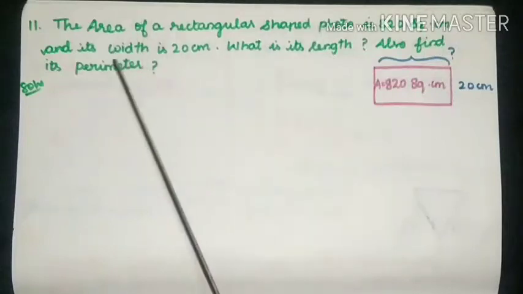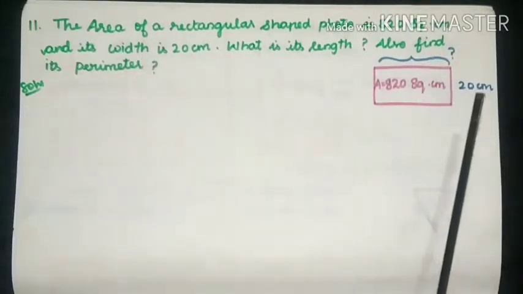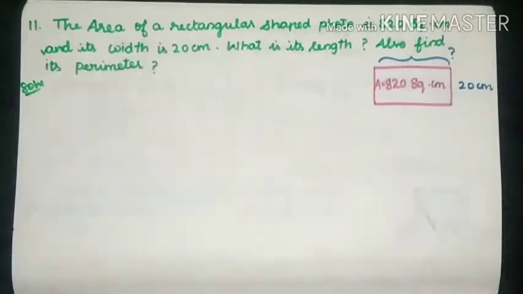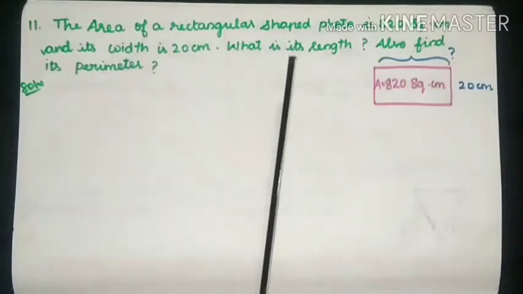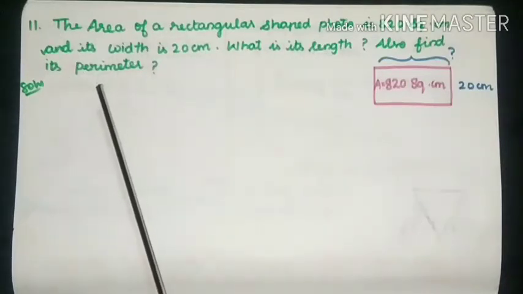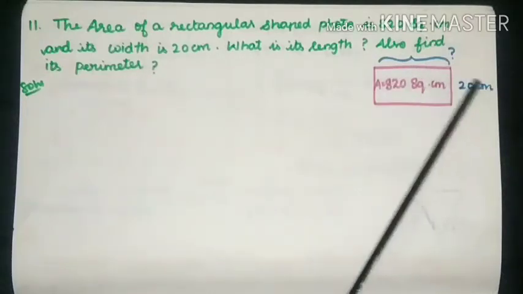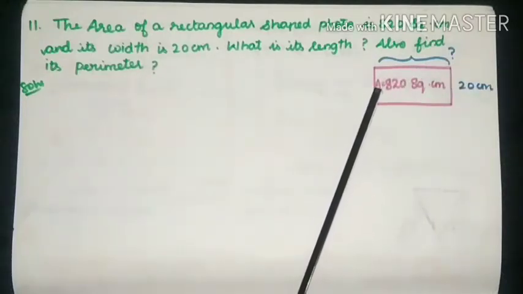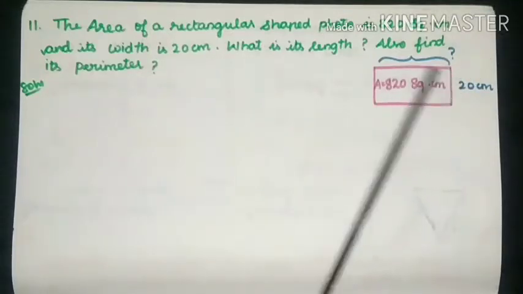And also its width. Width is nothing but breadth. Breadth is given as 20 centimeter. We have to find the rectangular photo shaped length and also its perimeter. We have to find its length and its perimeter. Here the given values are area and width. Area equal to 820 square centimeter and width is equal to 20 centimeter.